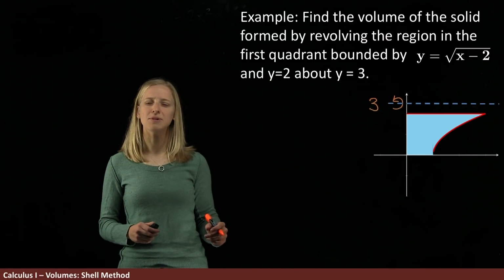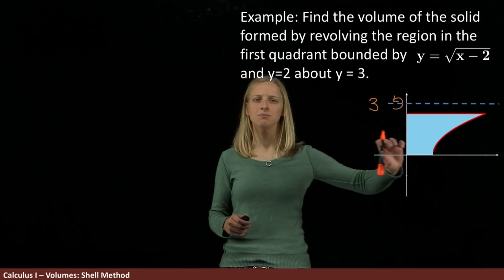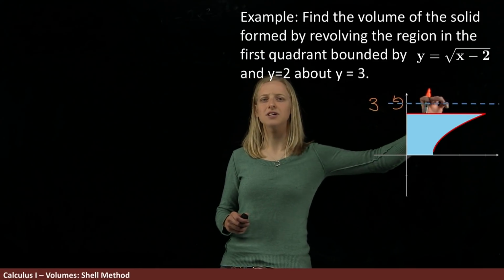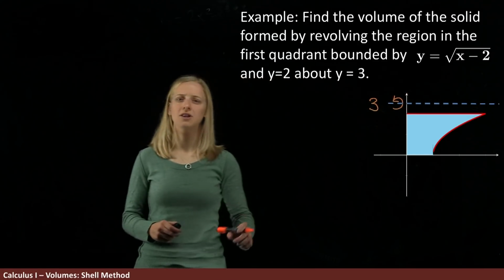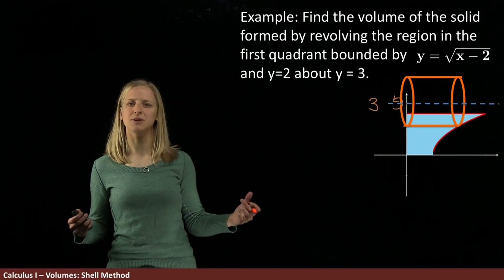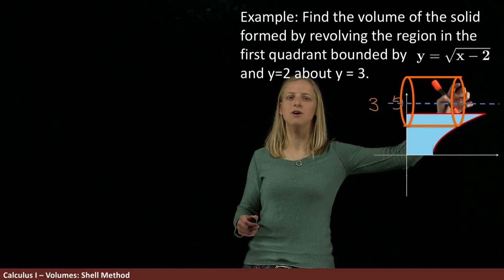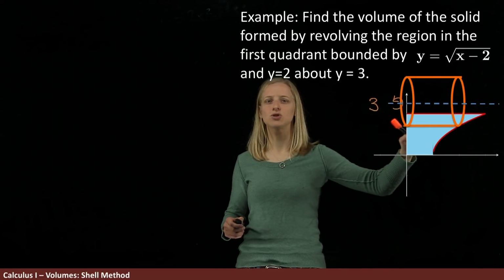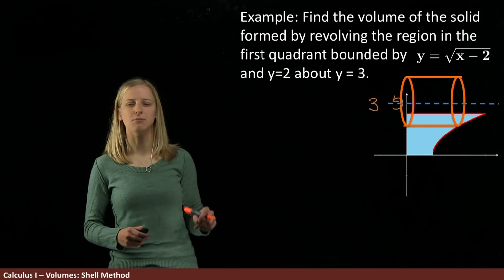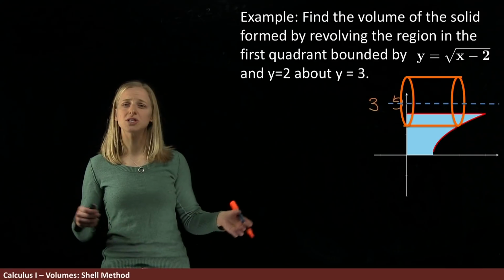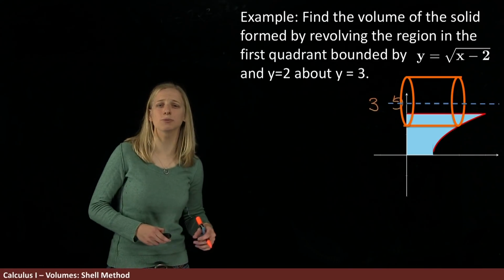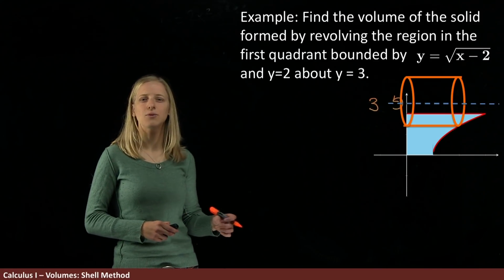So what's going to happen, instead of our cylinder being along the x-axis, our cylinder is going to be over that line. So we're going to have an image like this. So again, taking that point right here, revolving it, and then drawing a cylinder based off that point. So just as we did before, we now need to determine what the radius is and what the height is.